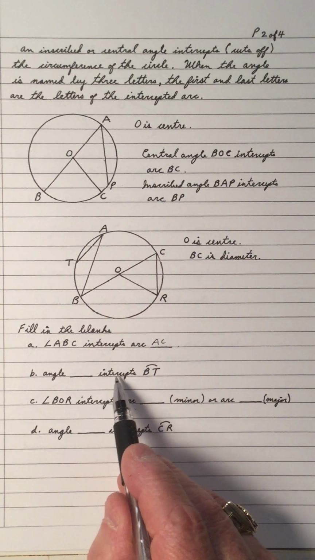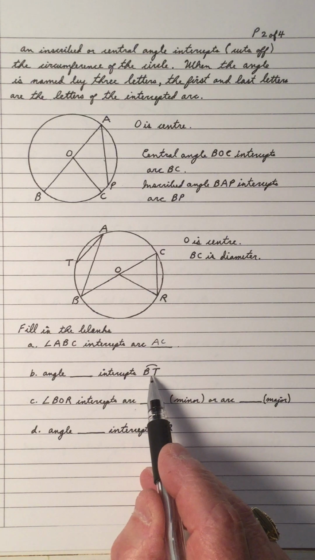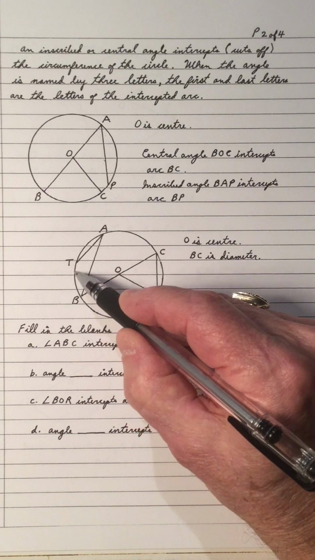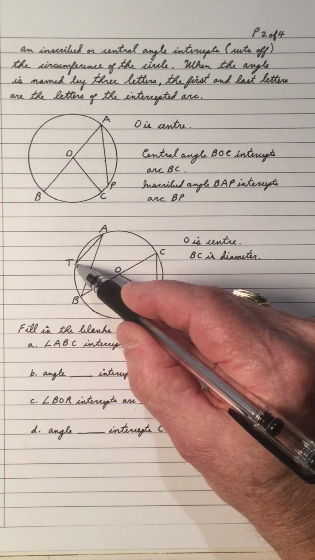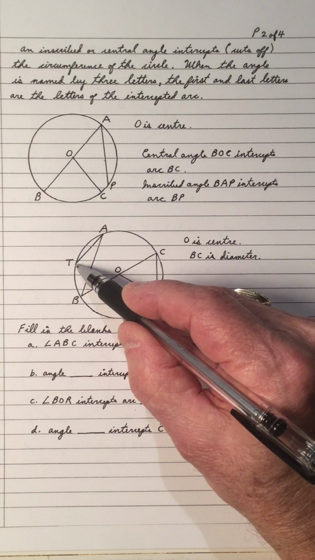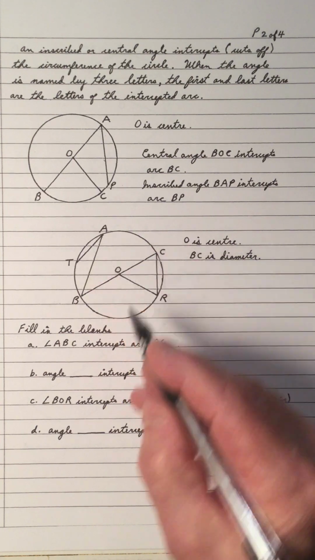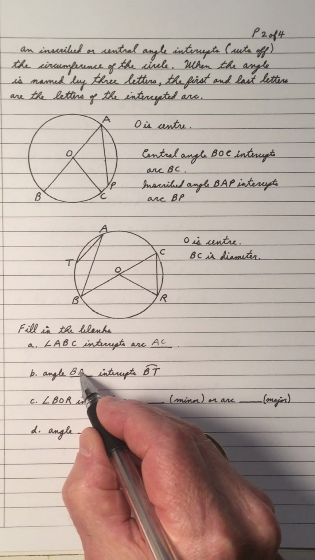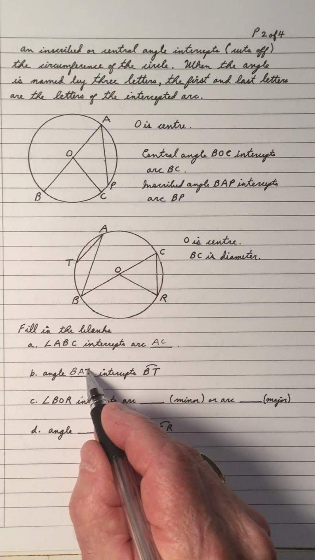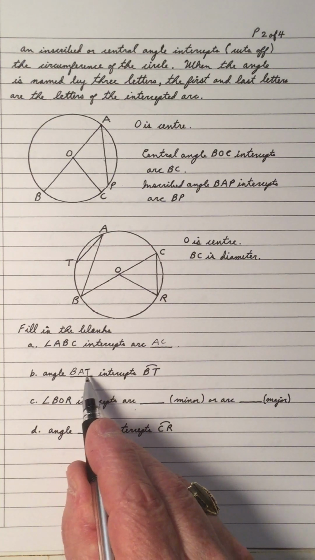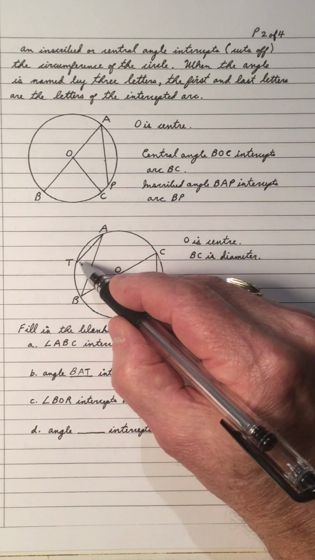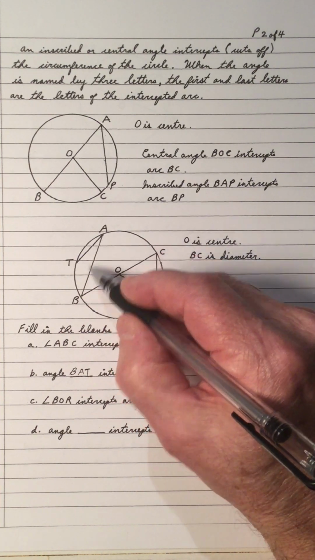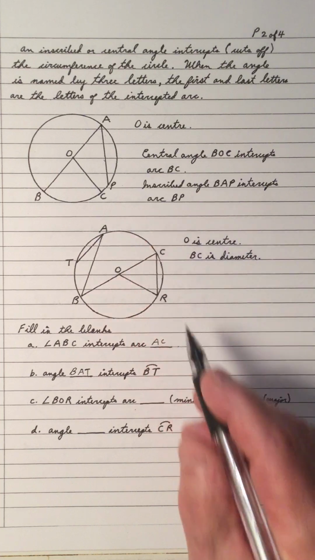Which angle intercepts the arc BT? So BT is this arc right here. So the angle that intercepts this arc is the angle BAT. And again, in that angle, the B and the T are the first and last letters. And notice that BAT is an inscribed angle because it has 2 chords with a common vertex.